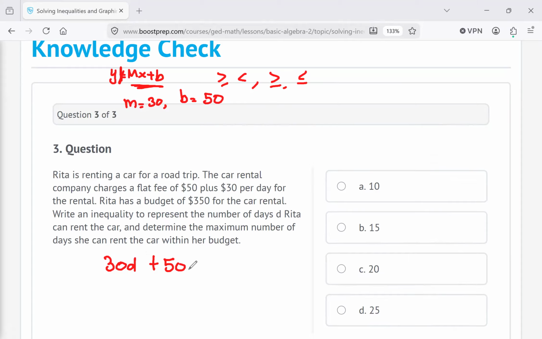Then somehow we have to create an inequality. It's specifically said right here, Rita has a budget of $350. So what kind of inequality should I use? Should I use greater than, less than, greater than or equal to, or less than or equal to? Well, you have a budget of 350, so you can go exactly 350. You can't go over 350, but you can also go less than 350. So the correct symbol would be less than or equal to 350.